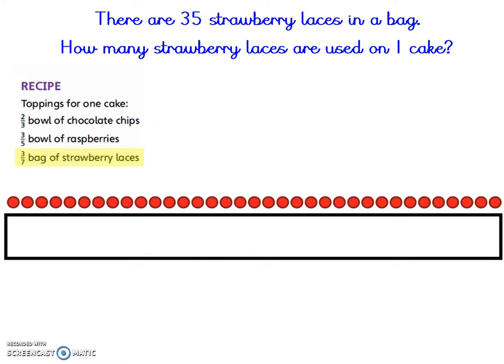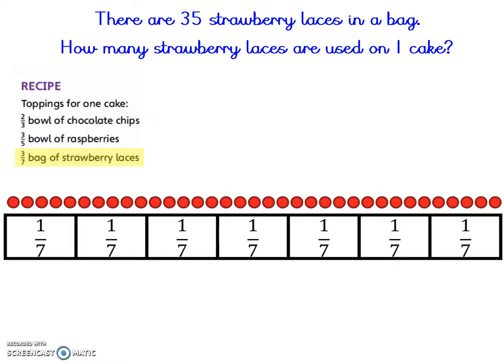However, I don't want all 35, I don't want the whole bowl in this case to be on that cake. I'm being told by the recipe that I'm looking at 3/7. So I'm looking at my denominator, and that's telling me how many parts I need to chop those strawberry laces into. So that whole bowl of strawberry laces is going to be placed into 7 equal parts. And each one of those 7 equal parts is going to represent 1/7 of my strawberry laces.